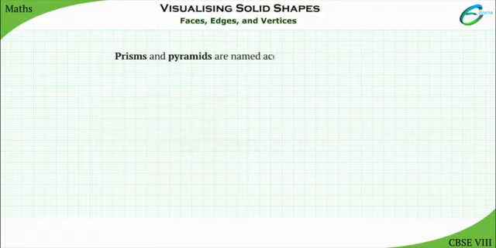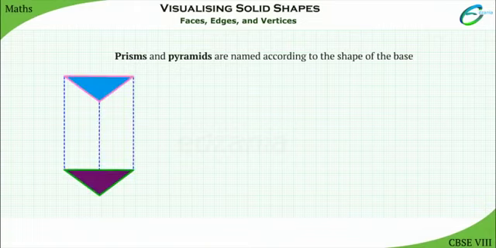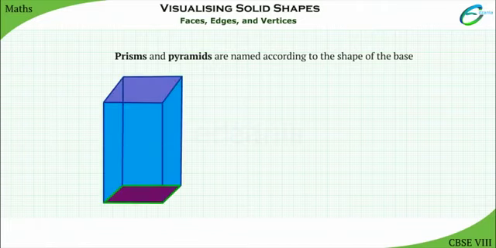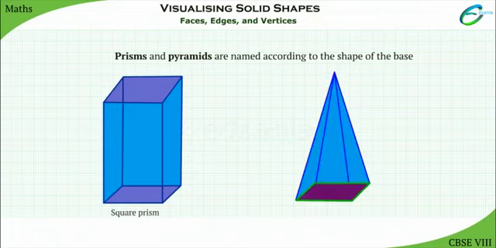Prisms and pyramids are named according to the shapes of the base. If the base of the prism is a triangle, it is named a triangular-based prism. We can easily call it a triangular prism. Similarly, if the base of the pyramid is a triangle, it is named a triangular-based pyramid or triangular pyramid. If the base of the prism is a square, it is named a square-based prism. We can easily call it a square prism. Similarly, if the base of the pyramid is a square, it is named a square-based pyramid or square pyramid.